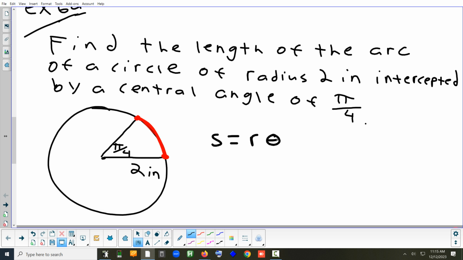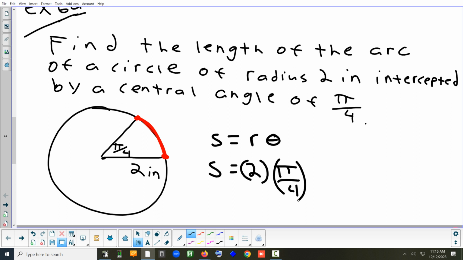No, they don't tell me that because that's what I'm finding, right? They tell me find the arc length. So I'm gonna leave S as S. But do they tell me anything? Like what about R? Do I know that? It's 2 inches. I know that that's 2 inches. All right. And do I know the theta? Yep. Pi over 4. That's pi over 4.